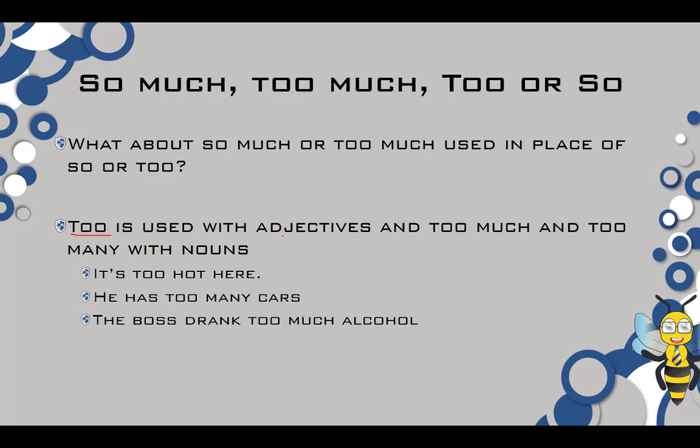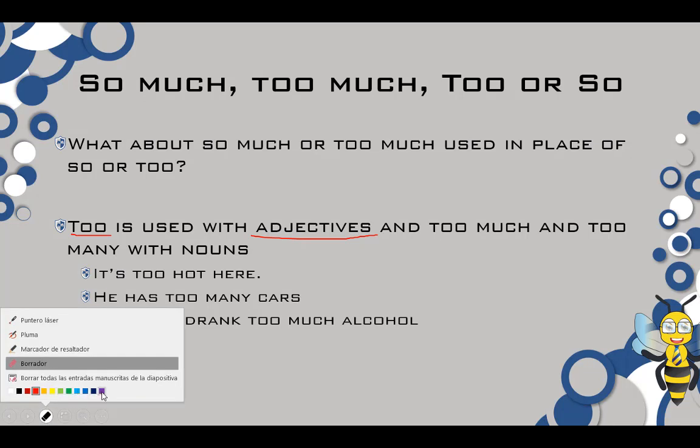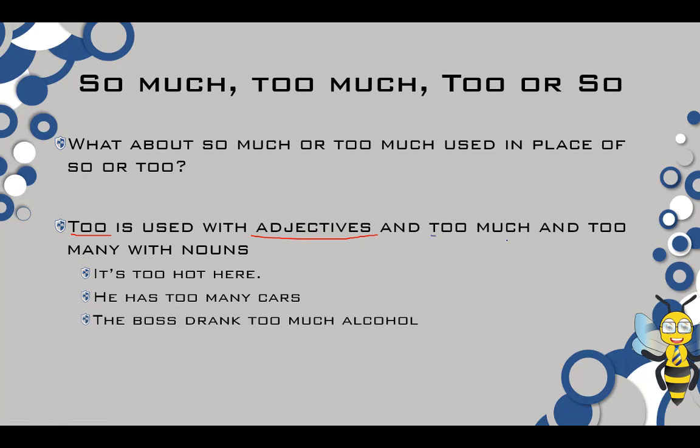So too with adjectives, and too much and too many are always going to be used with nouns. Okay? For example, I said, it's too hot here. Or, he has too many cars. Or, the bus drank too much alcohol.